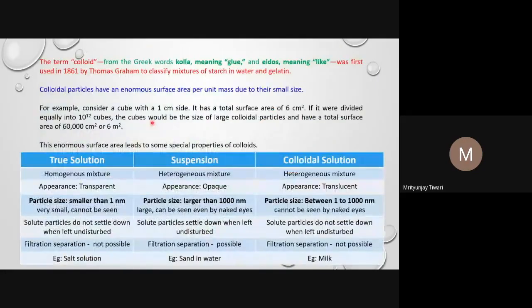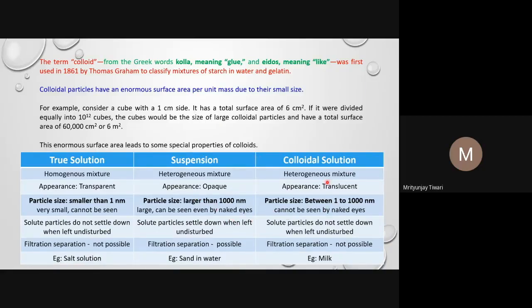And these few things we have seen. We have also seen that colloidal particles have an enormous surface area per unit mass due to their small size, and people have exploited this information in heterogeneous catalysis. People have made heterogeneous catalysts in the form of colloidal particles in that size range, and so they have enhanced the catalytic activity of the heterogeneous catalysts. So this enormous surface area has certain uses in catalysis.